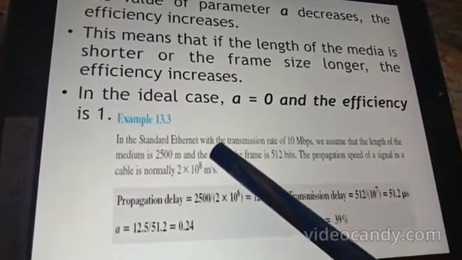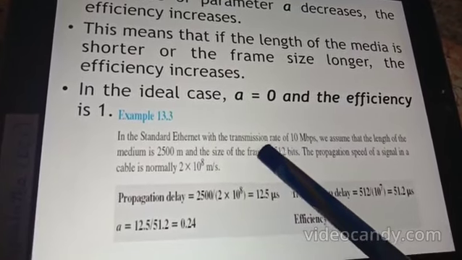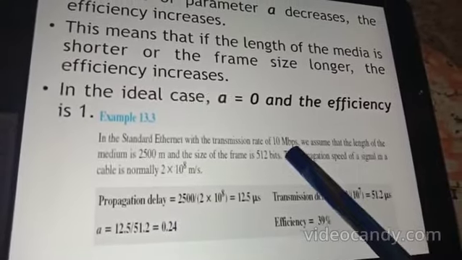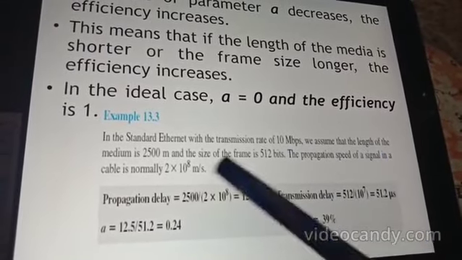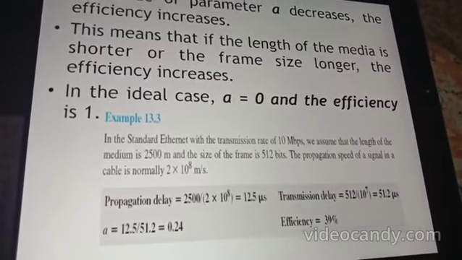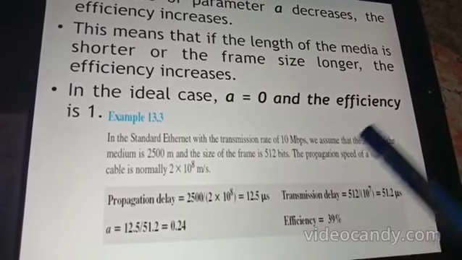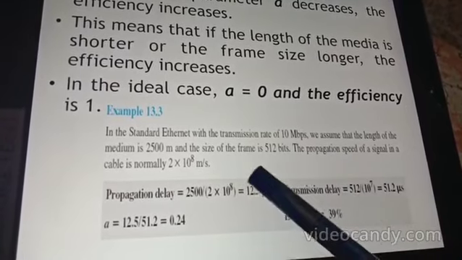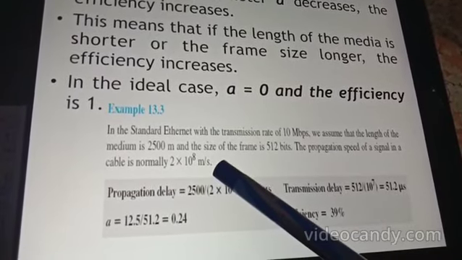Consider the standard Ethernet with a transmission rate of 10 Mbps capacity, assuming the length of the medium is 2500 meters and the size of the frame is 512 bits. The propagation speed is given, normally 2 into 10 power 8 meters per second.